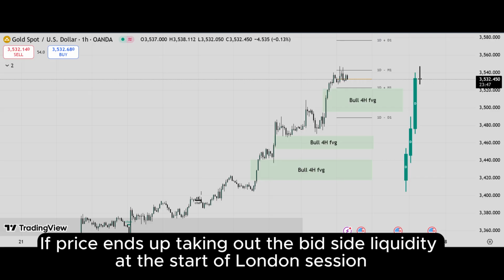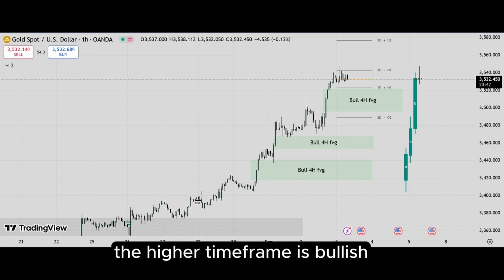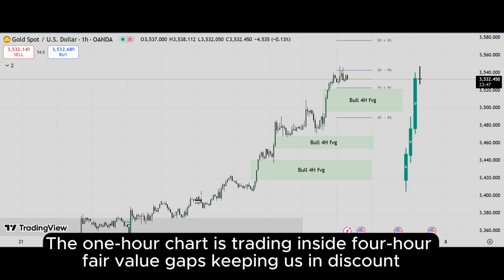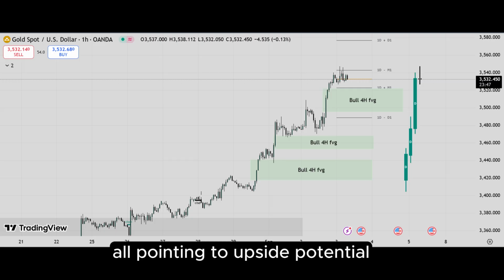If price ends up taking out the bid side liquidity at the start of London session, we can expect a move toward the daily highs above 350. So to recap, the higher time frame is bullish, which gives us an upside bias. The 1-hour chart is trading inside 4-hour fair value gaps, keeping us in discount, and we're due for a liquidity sweep, all pointing to upside potential.